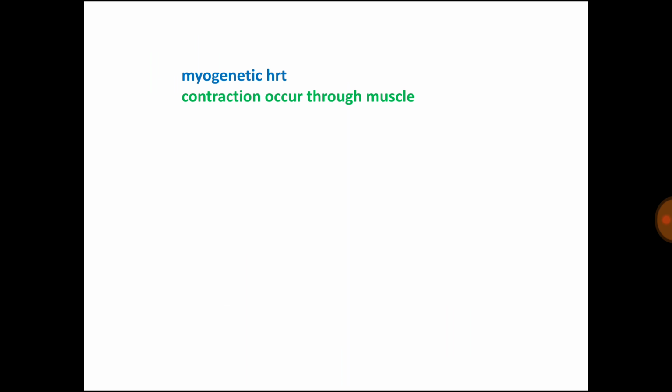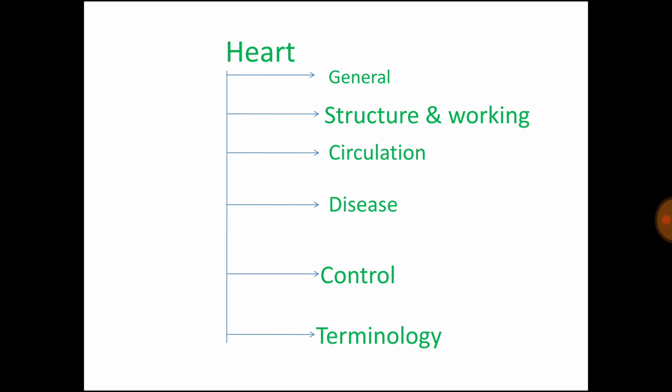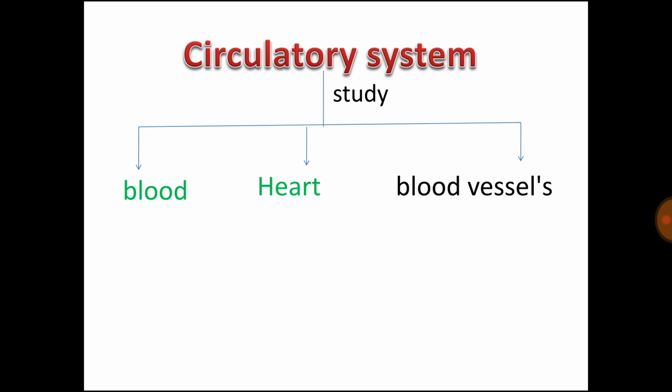In a myogenic heart, contraction occurs through the muscle, and the human heart is an example of a myogenic heart. Next, we're talking about the neurogenic heart. If this is cut and put into a glucose solution, its activity is lost. This is a primitive character. Example: Annelida, Arthropoda. Next, we're talking about the circulatory system.